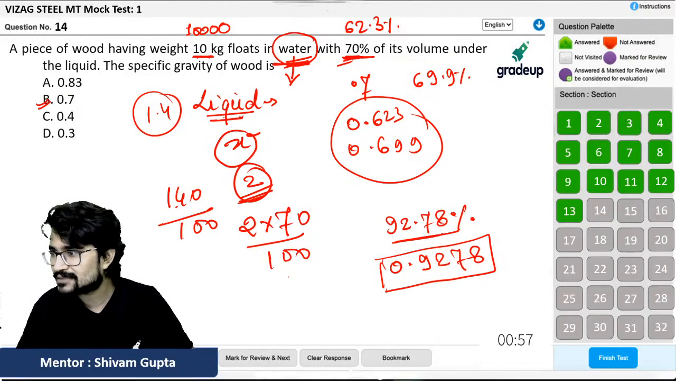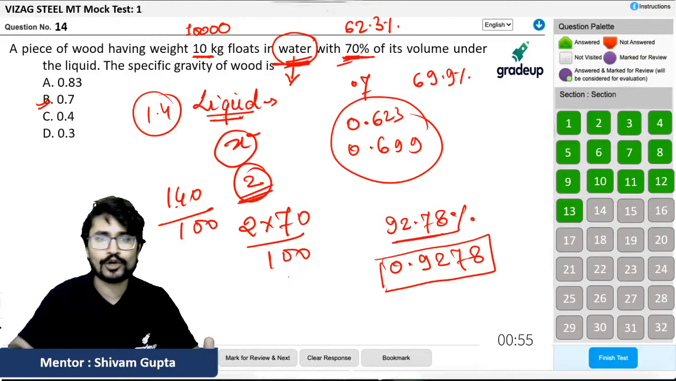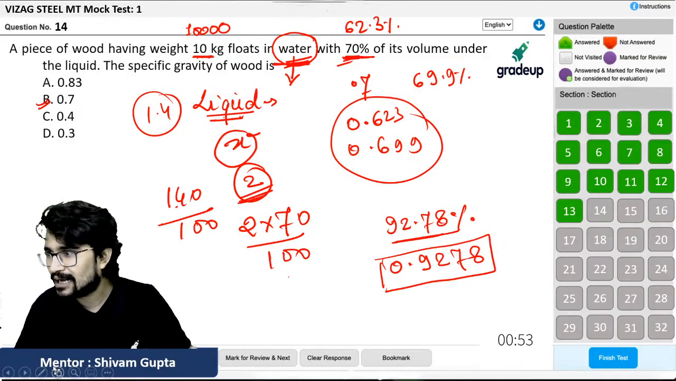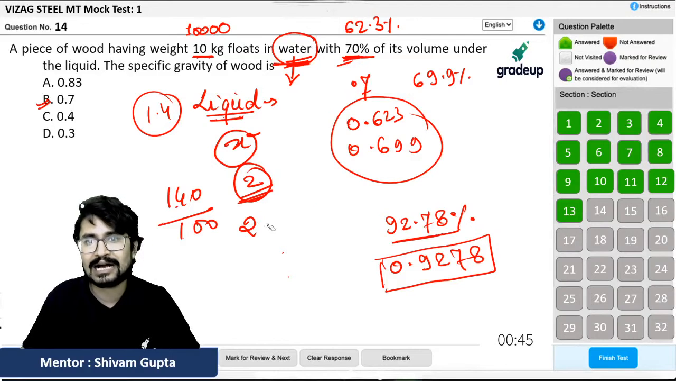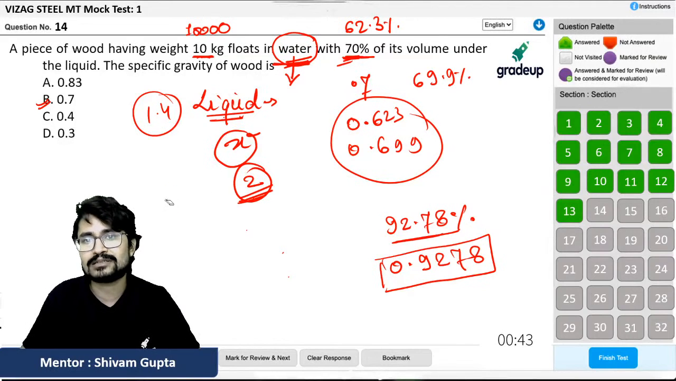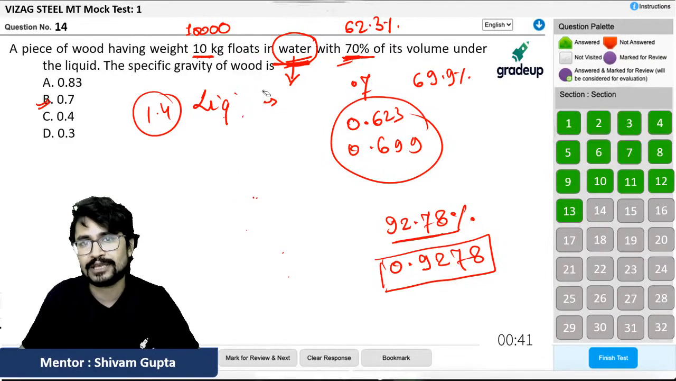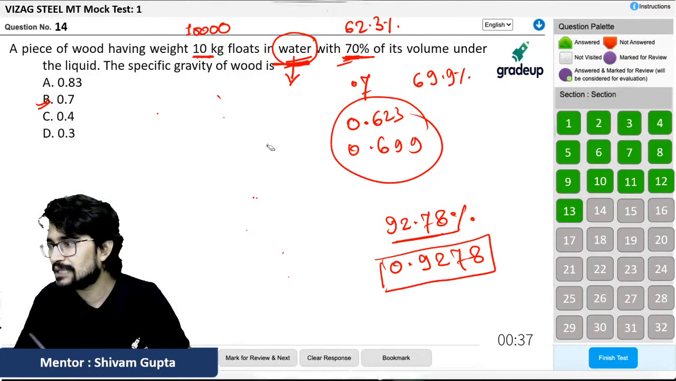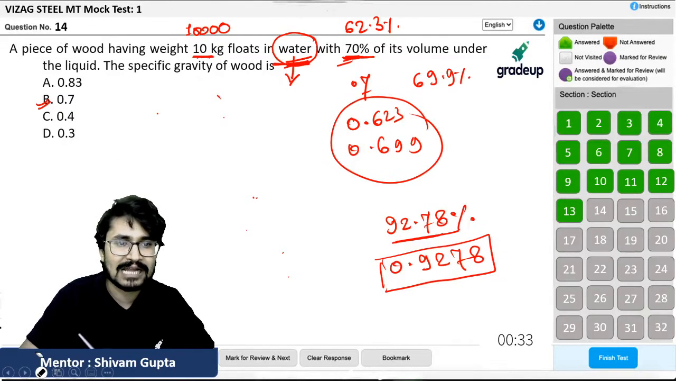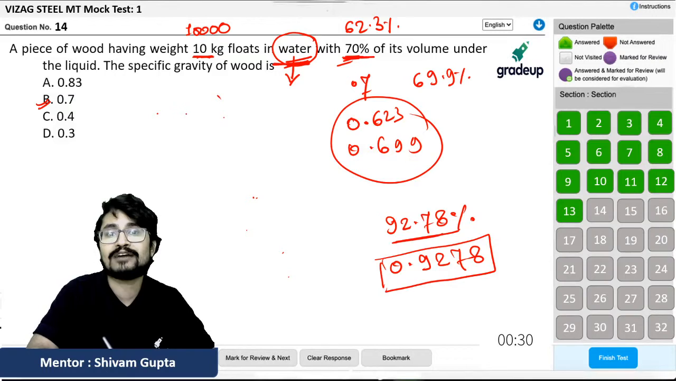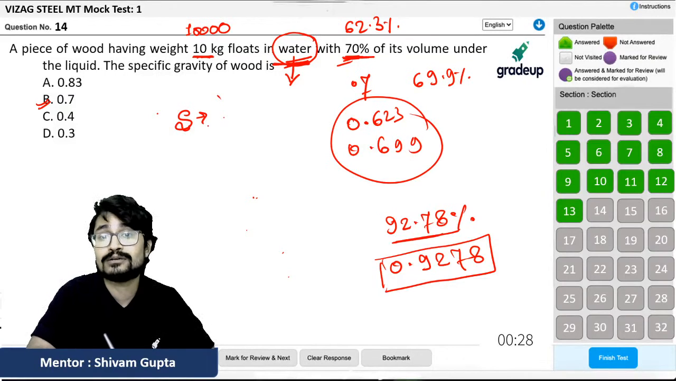Same problem, if the density of the liquid is 800. Okay, now see, Mani has asked the question: if I have the density of the liquid as 800, then what will be the answer? See, if you have the density of the liquid 800, then you know the specific gravity of that liquid will be what?